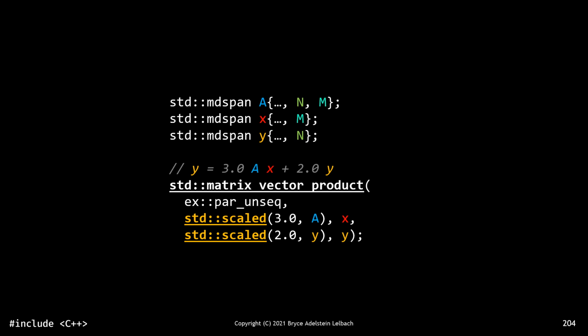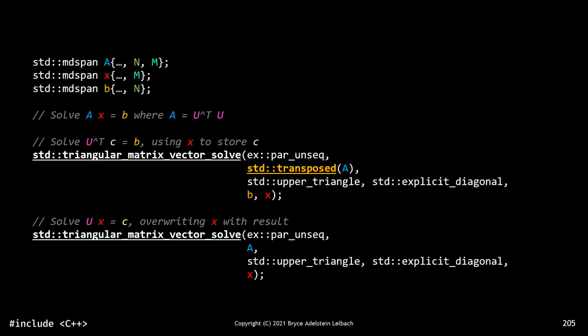We use the MD-span parameters to express things that appear as distinct parameters in traditional C-style BLAS interfaces. For example, instead of having scaling parameters on matrix vector product, we have a scaled operation that takes a scaling factor in an MD-span and returns a new MD-span that will apply the scaling factor upon access. C++ standard library implementations can see through this abstraction and extract the scaling factor to feed it to a lower level BLAS interface that expects it. Another example is transposed, which returns a transposed version of the supplied MD-span.